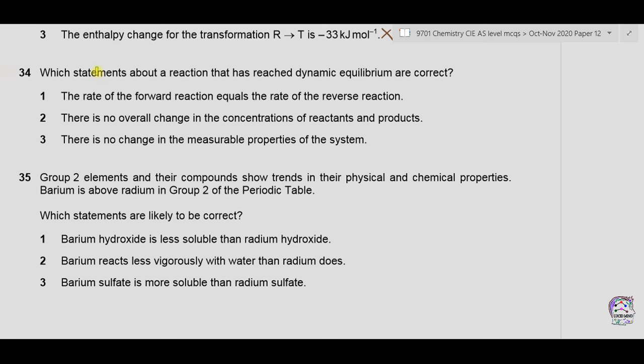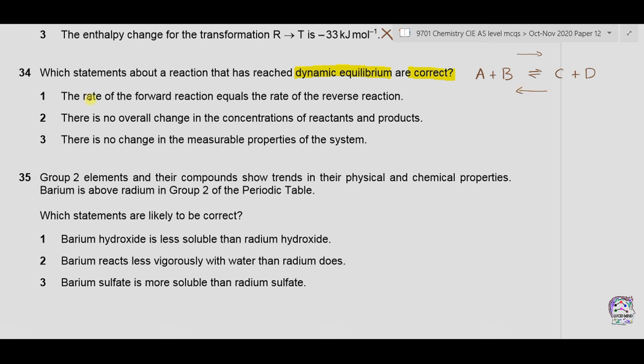Question 34. Which statements about a reaction that has reached dynamic equilibrium are correct? Let's suppose we have a chemical reaction. A and B react together to form C and D. Now when equilibrium is reached, still A and B will react together and move in the forward direction, while C and D will react and move in the backward direction. Let's move towards the options.